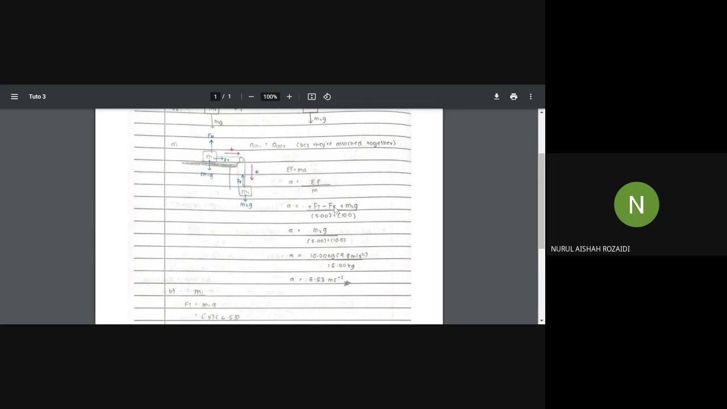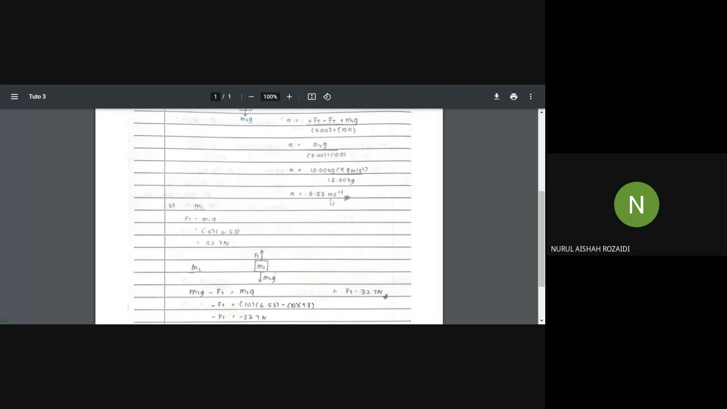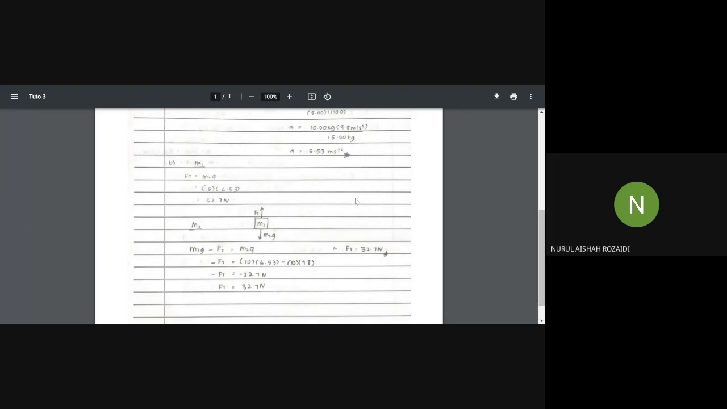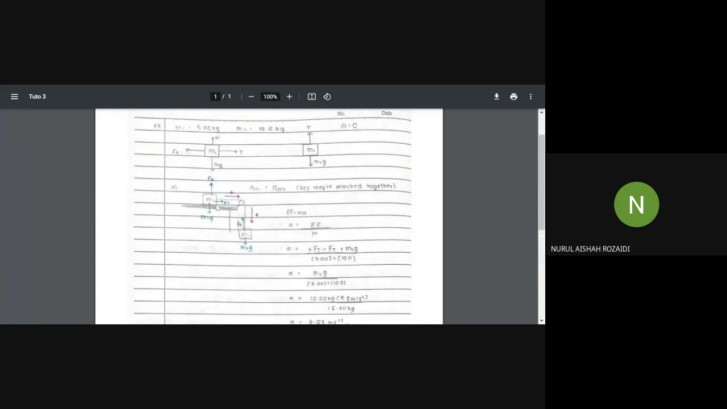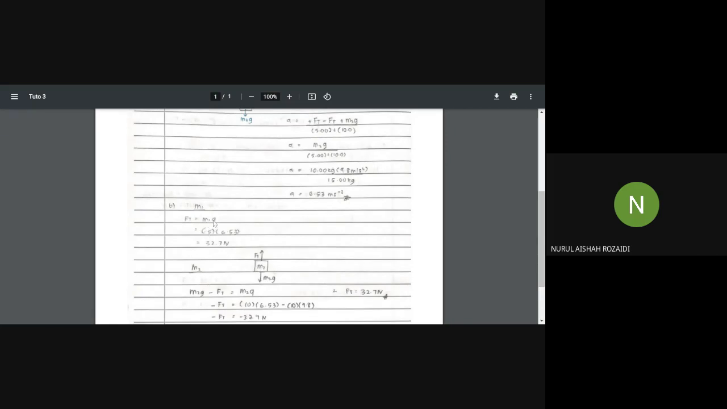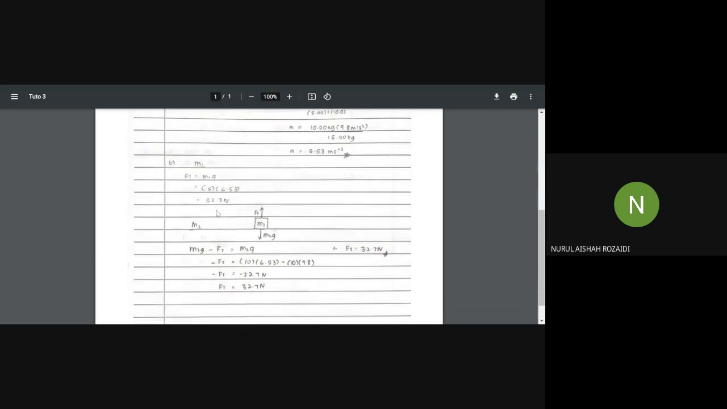So positive and negative equals to 0, and then just substitute all the value dan saya dapat acceleration equals to 6.53 m/s². And B, the tension in the cable is, first saya cari F tension untuk M1 is equals to M1A. Jadi substitute and then darab dapatlah 32.7 Newton.